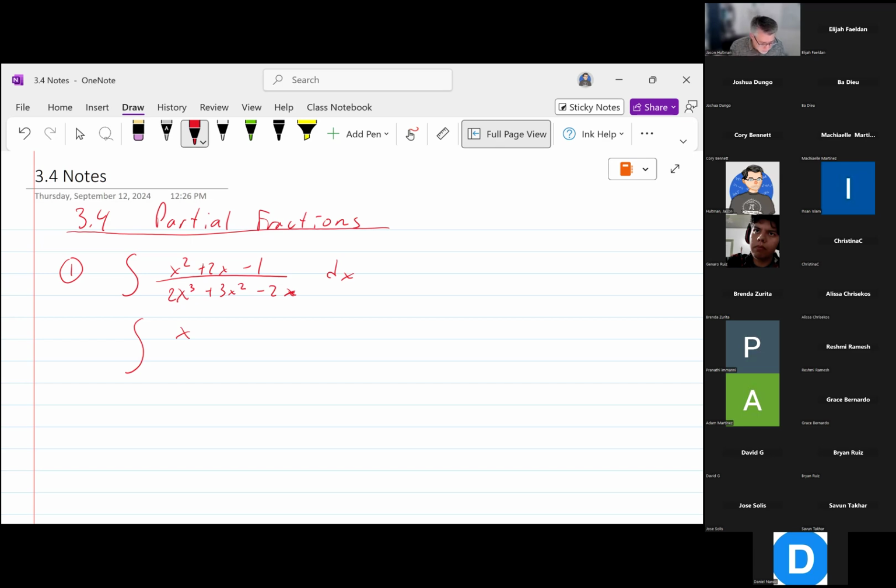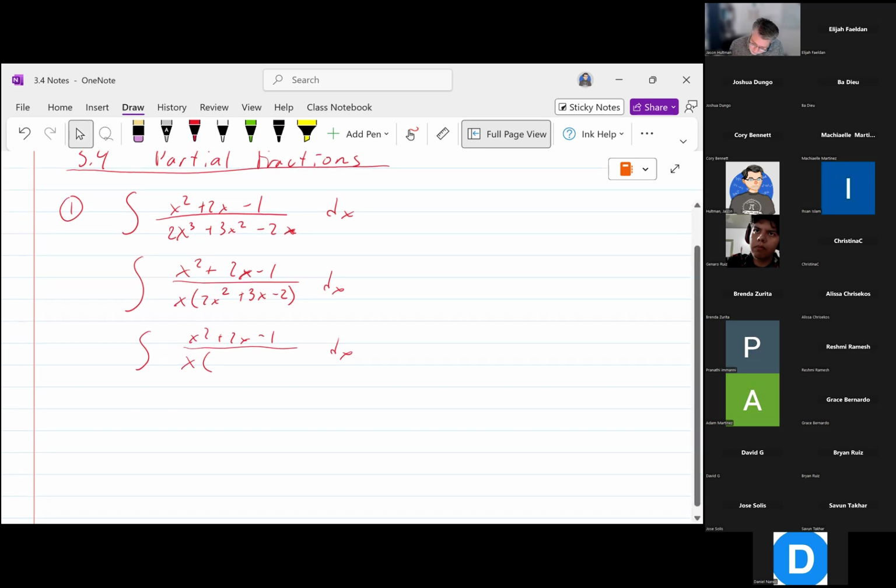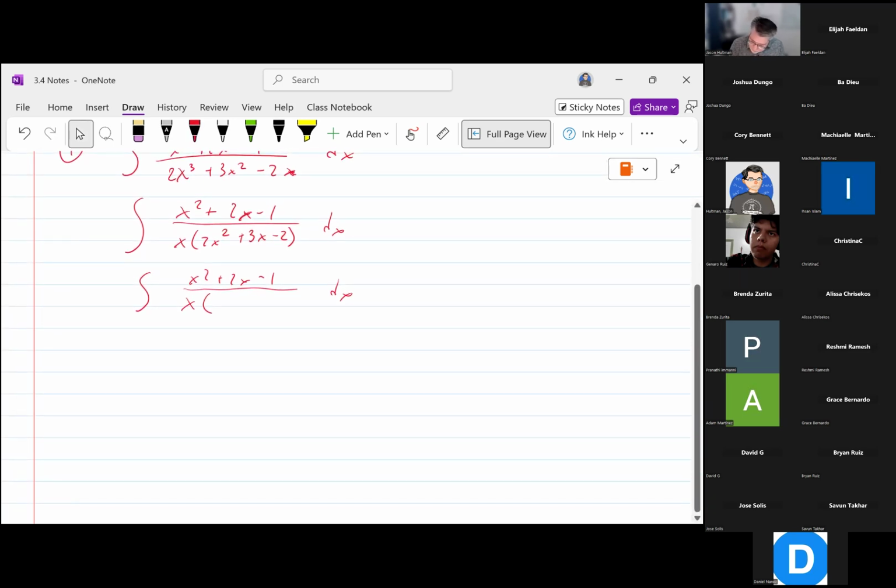denominator. So this is x squared plus 2x minus 1 all over. Let's factor the denominator. Let's factor out an x, and I get 2x squared plus 3x minus 2. This becomes x times 2x and x. Negative 2 is negative 1 and 2.